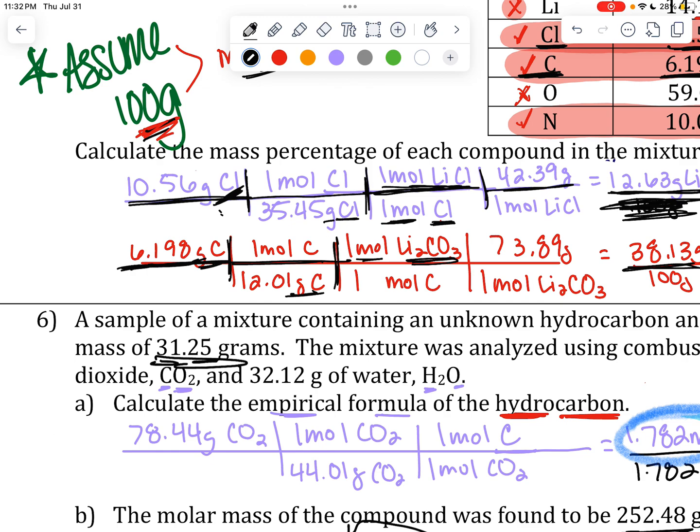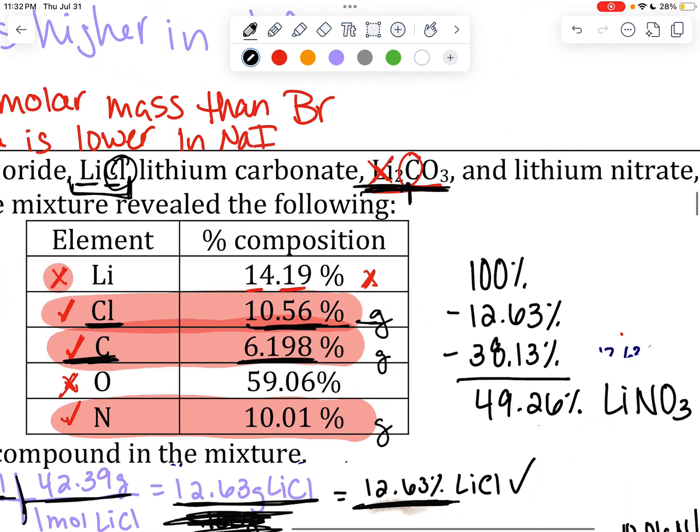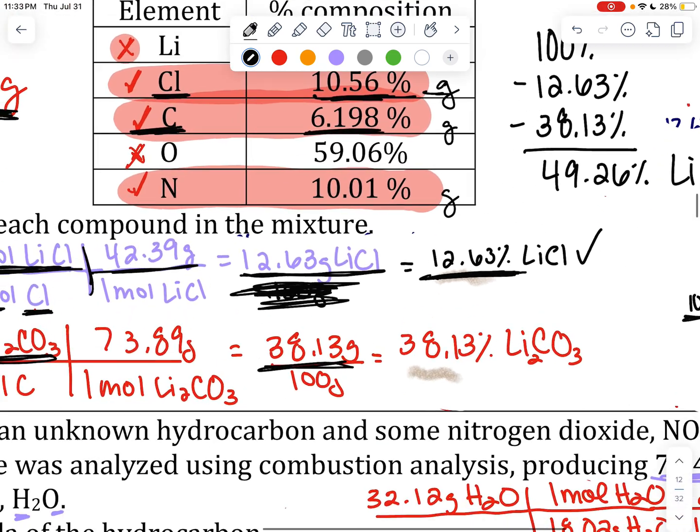Now I'm stuck at 1 mole of carbon and it's asking for lithium carbonate, right? I need to know how much compound. So I can say that I have 2 moles of lithium per 1 mole of lithium carbonate. I can say that I have 1 mole of carbon per 1 mole of lithium carbonate. I can say I have 3 moles of oxygen per 1 mole of lithium carbonate. Because I've isolated the carbon, I'm just going to say it's a 1-to-1 ratio.